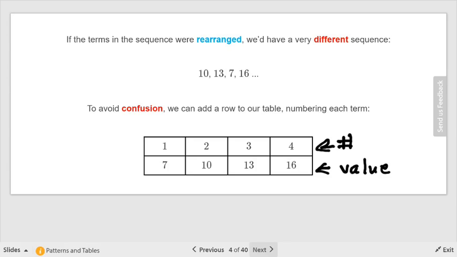For this particular sequence. Because if you rearrange the numbers, you're also changing the sequence, the pattern, aren't you? Right? If it goes 7, 17, that's a different pattern than 7, 10, right? Yes?